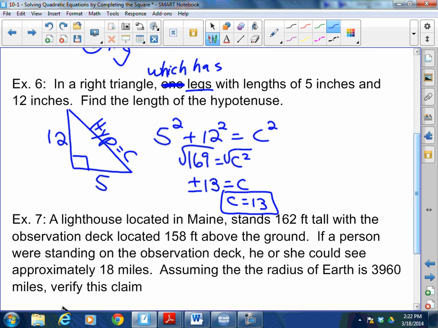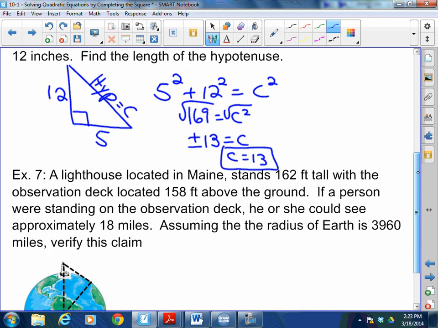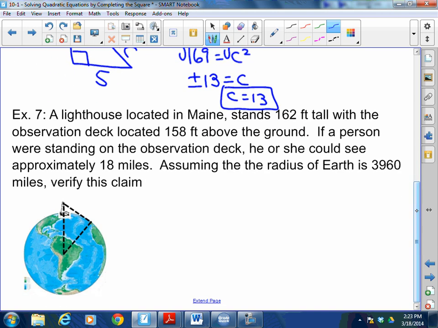Okay? Now, I'm going to do this next one because it took me a long time to come up with and find the little graphics that I gave you. So we're going to do this, but we're going to use a calculator to help us out. A lighthouse located in Maine stands 162 feet tall, with the observation deck located 158 feet above the ground. If a person were standing on the observation deck, he or she could see approximately 18 miles. Assuming the radius of Earth is 3,960, verify this claim.